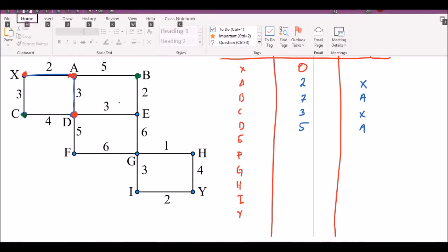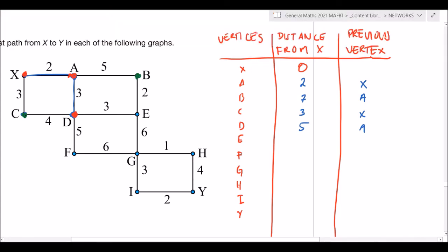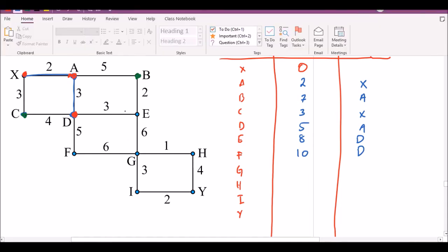So what's next? Next, from D, you can either go to E or to F. We're at D at the moment. So far, to get to D from X, we were at 5. So from D to E, that'll give us 8, because 5 plus 3 is 8. Or we could go D to F, which is 5, so 5 plus 5 will give you 10. And for both of them, the previous would have been D. So we came from D there. According to this, I would say that the shorter distance would be to go to E.